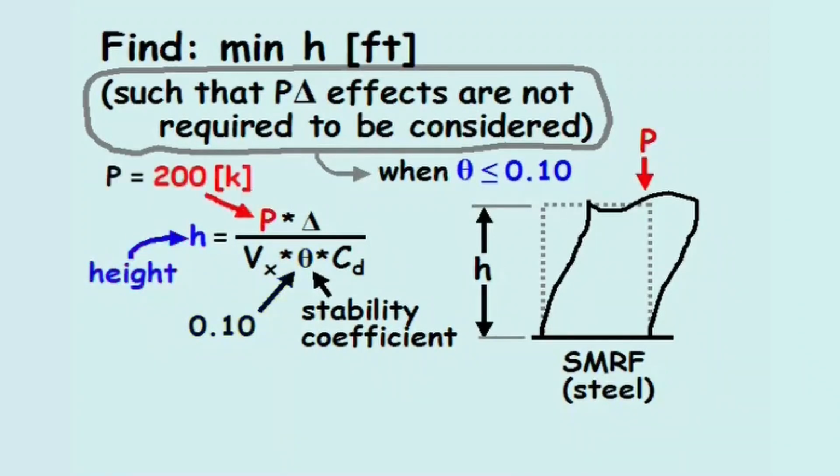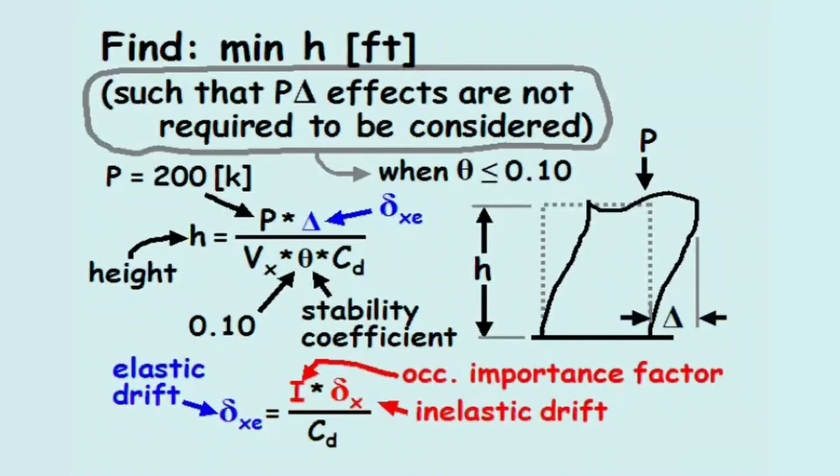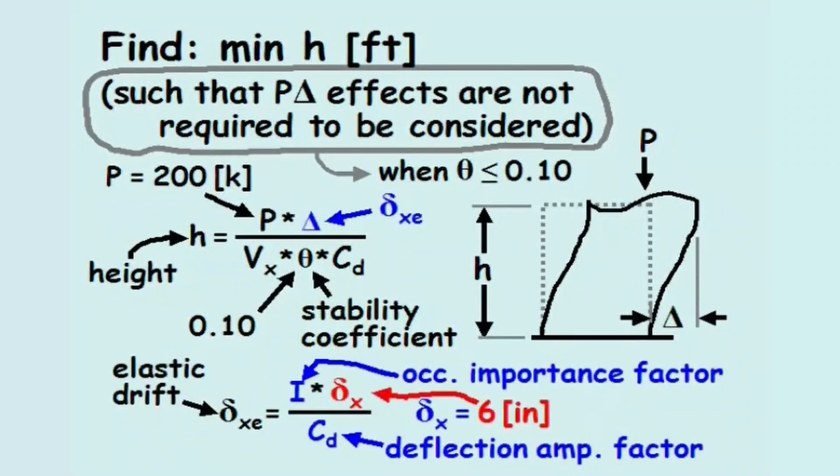From the problem statement, we know the load P equals 200 kips. The elastic story drift in this equation, capital delta, is the same as delta xe in the equation for inelastic drift, delta x. Therefore, the inelastic drift equals the occupancy factor, I, times the elastic drift, delta xe, divided by the deflection amplification factor, CD. The problem states the inelastic drift equals 6 inches.